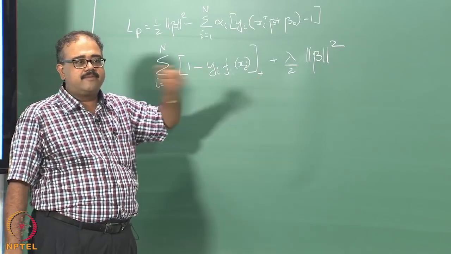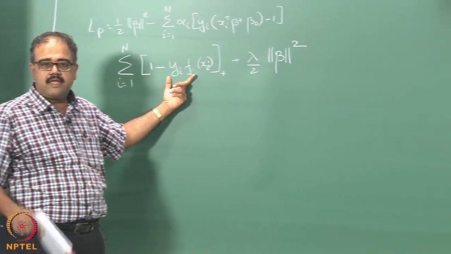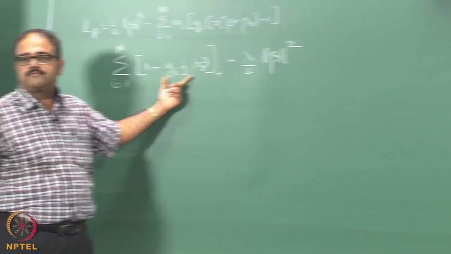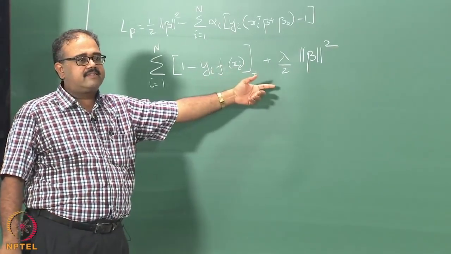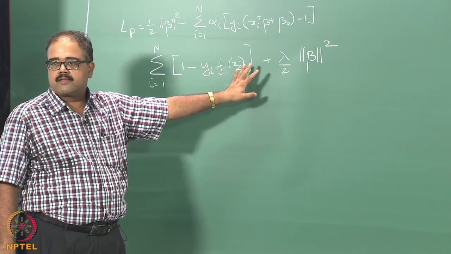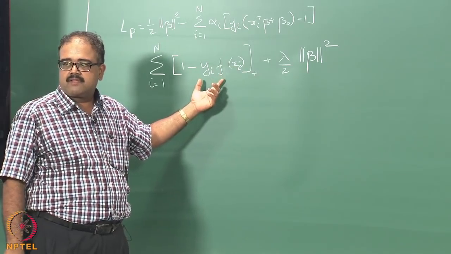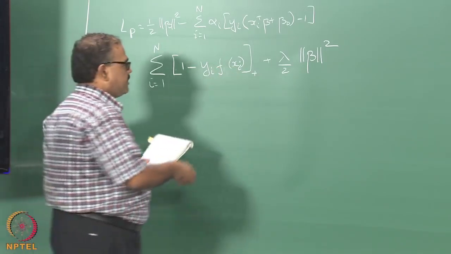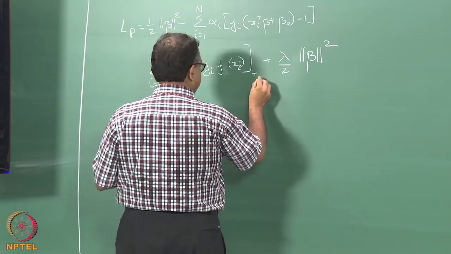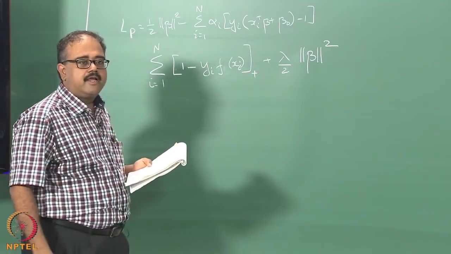So what does a plus thingy mean? It means that I will count this only whenever this is positive. Whenever it is negative I will treat it as 0. Does that make sense? I will count this only whenever it is positive, whenever it is negative I will consider it as 0. So that is what the plus term here indicates.